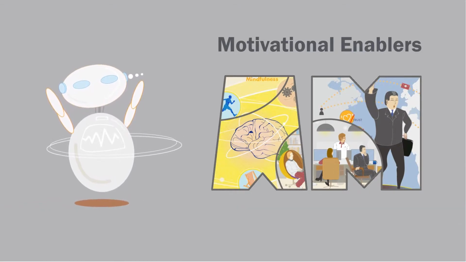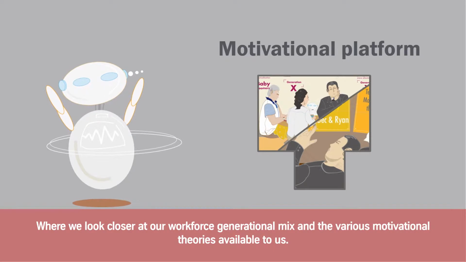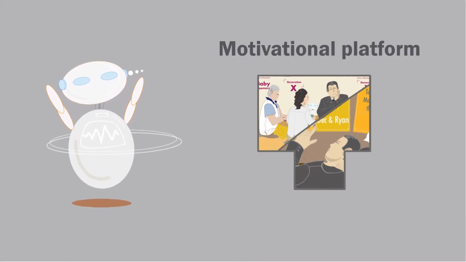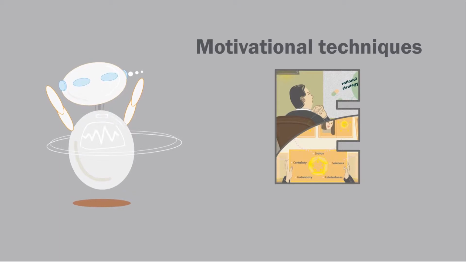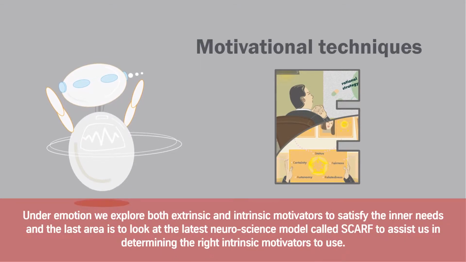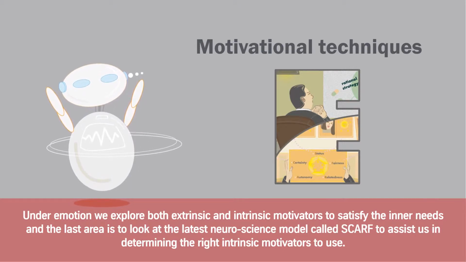The second cluster, a group of 2 considerations we call our Motivational Platform, where we'll look closer at the workplace generational mix and the various motivational theories available to us. The final and third cluster we call Motivational Techniques, where we dig into using rationale and emotion when triggering action. Under emotion, we explore both extrinsic and intrinsic motivators to satisfy the inner needs, and the last area is to look at the latest neuroscience model called SCARF to assist us in determining the right intrinsic motivators to use.